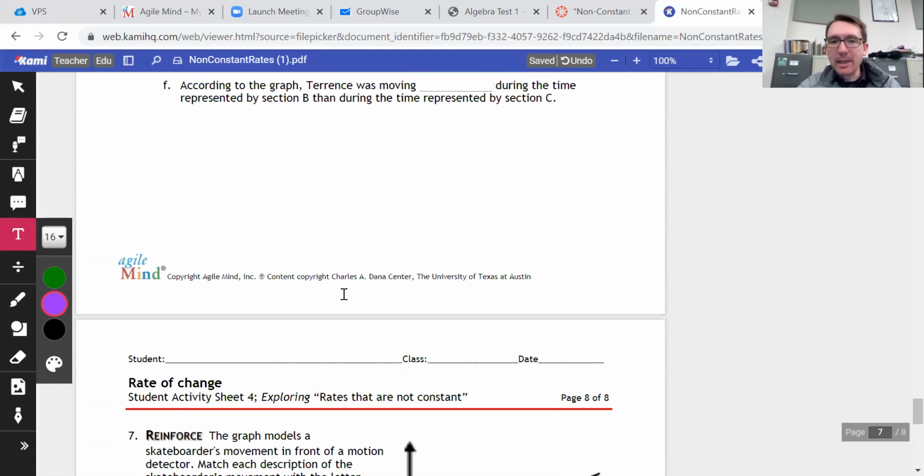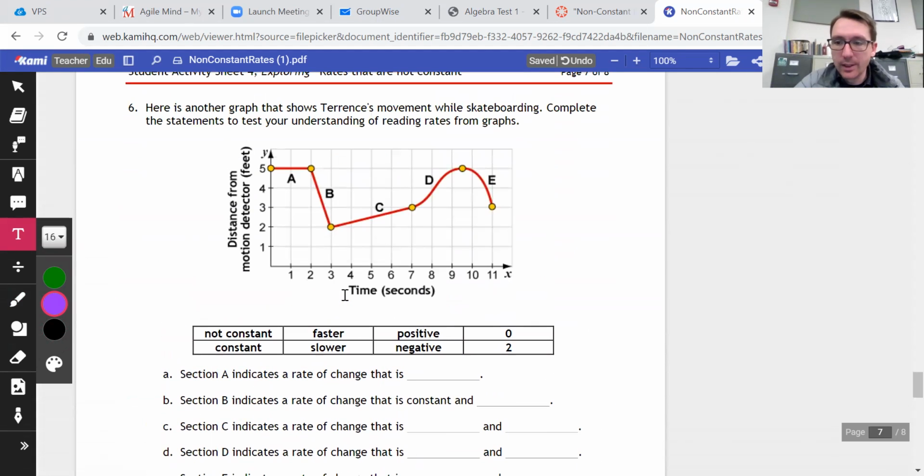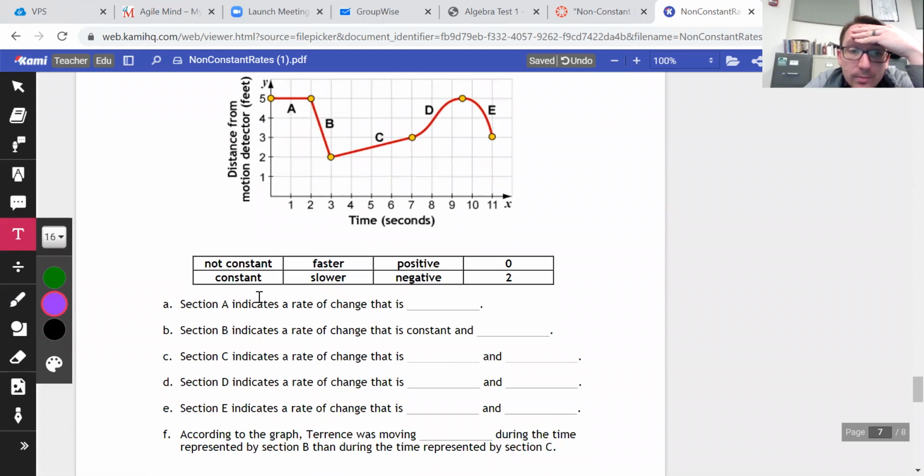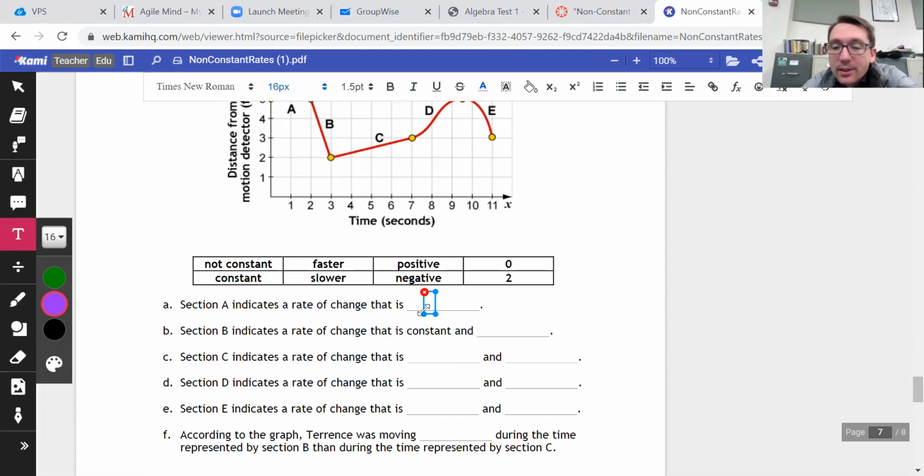Oh gosh, we're at the last pages already. Killing it, killing it. Trying not to talk too much these days. Okay, here's another graph that shows Terence's movement while skateboarding. Look at this. He's not moving. Okay, we're gonna finish the statements. A, is he moving constant? Yeah. It is constant because it's not changing. But we could also say change that is 0 because he's not changing at all, is he? So 0 is what I would put there for no change.